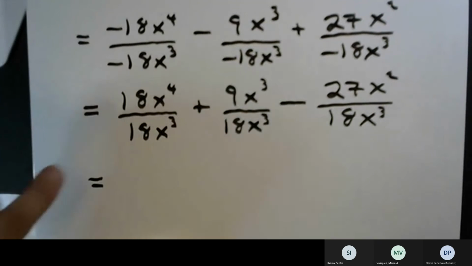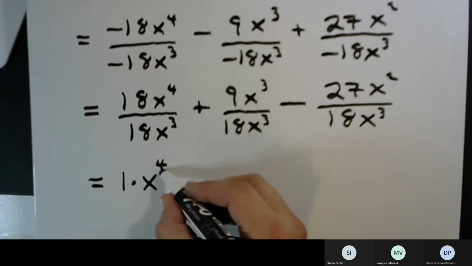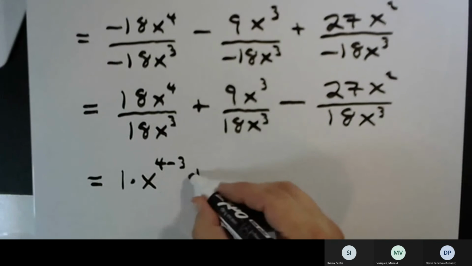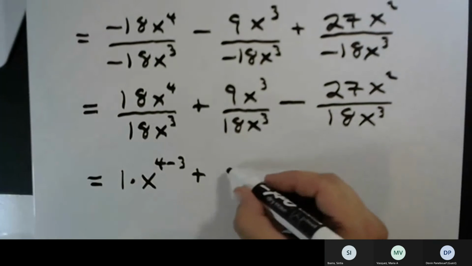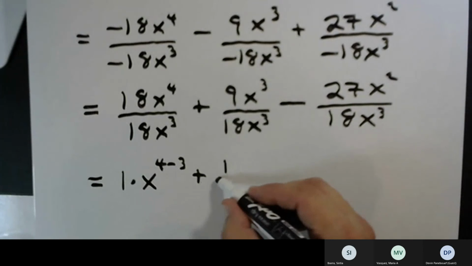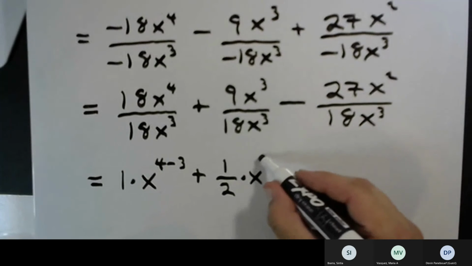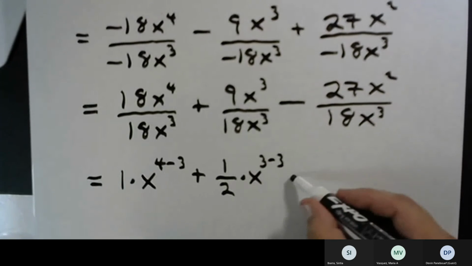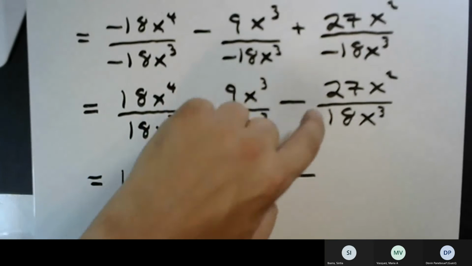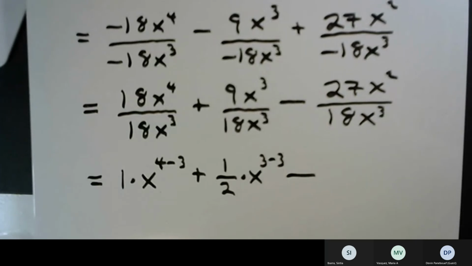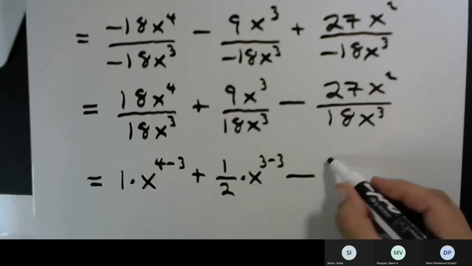So 18 divided by 18 is 1. This will be x to the 4 minus 3. Now this is going to be a fraction, 9 over 18. That reduces to 1/2. And then this will be x to the 3 minus 3. Now this is also a fraction, 27 over 18. And we can reduce it. Both 27 and 18 are divisible by 9.